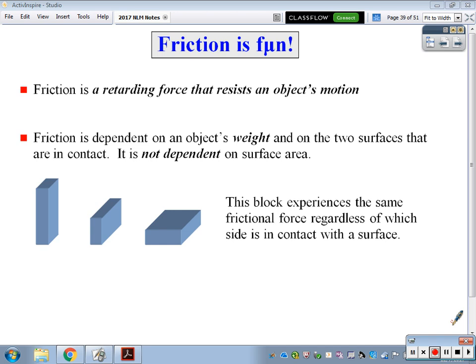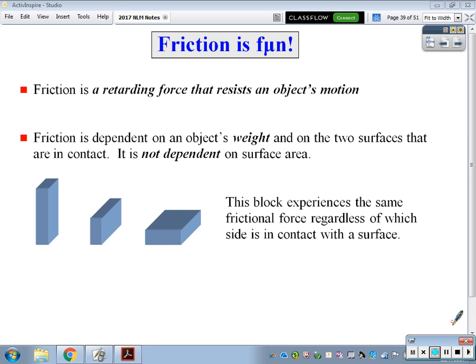Okay? One of the biggest misconceptions about friction is that some people wrongly believe that the amount of surface area that comes in contact with whatever it's sliding on is going to provide more friction. That is not true. Okay? Friction is not dependent on the amount of surface area that comes in contact with whatever surface it's sliding on.